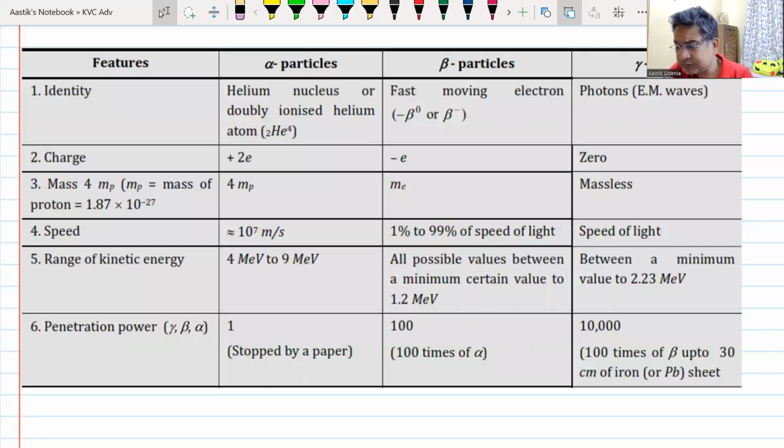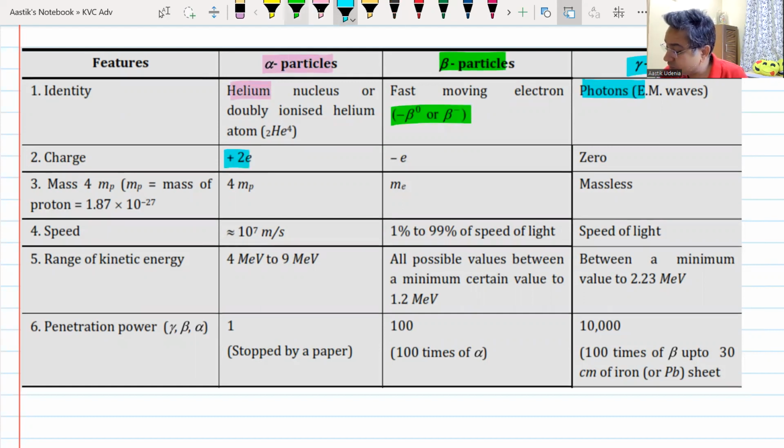Then we come to the comparison of alpha, beta and gamma. We have seen those things. This is just a comparison. What is an alpha particle? It is a helium nucleus. What is a beta particle? It is a fast moving electron. What is a gamma particle? Well, my dear friends, it's a photon.